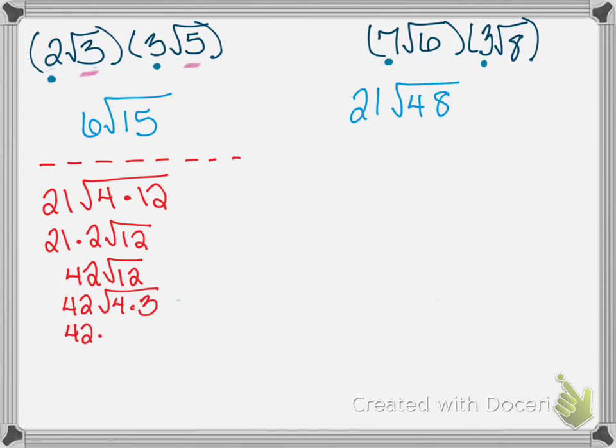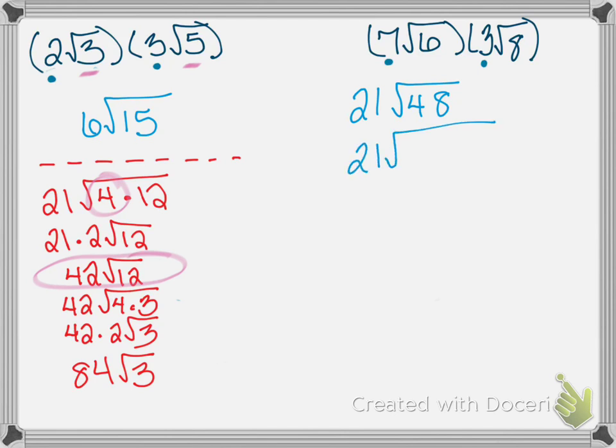So I have 42 times 2 on the square root of 3. So 84 on the square root of 3 is my final answer. Now, there's a couple of ways that we could have avoided this, because we've got an extra step in here, because our 4 was not our largest perfect square. There is a larger perfect square in here, and it is 16. So 48 breaks down to 16 times 3.